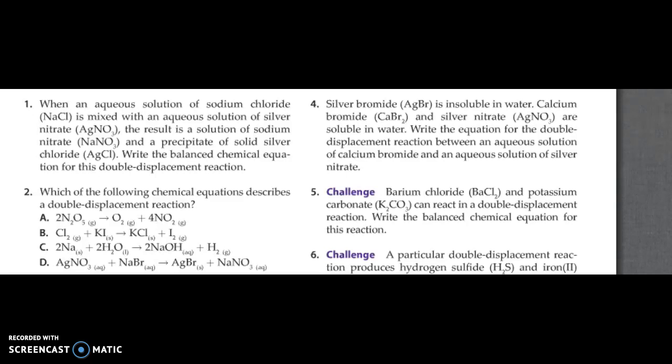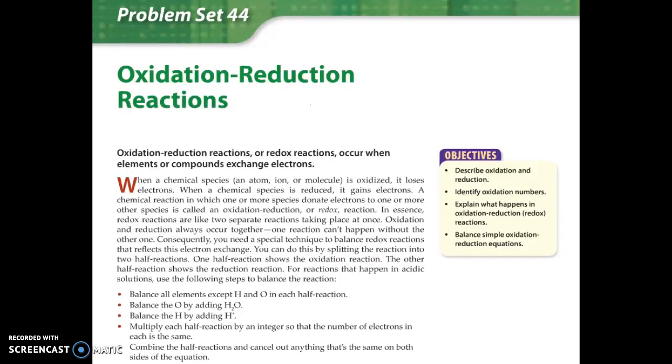All right, last problem set coming up. Oxidation reduction reactions. So we are going to describe them, identify oxidation numbers, explain what happens in our redox or oxidation reduction reactions, and then of course balance them.